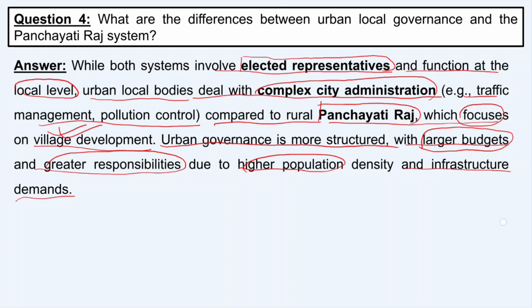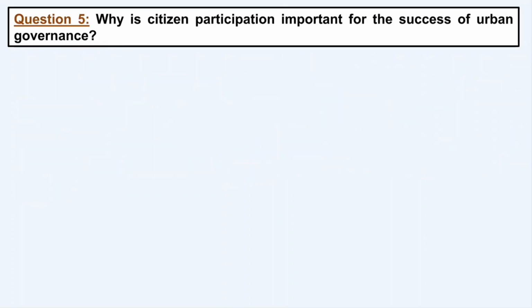So these are the differences, and if you are asked in the exam, you can write in this way. You can take a screenshot here. I hope it is clear. So now let us move to our next question. Why is citizen participation important for the success of urban governance?